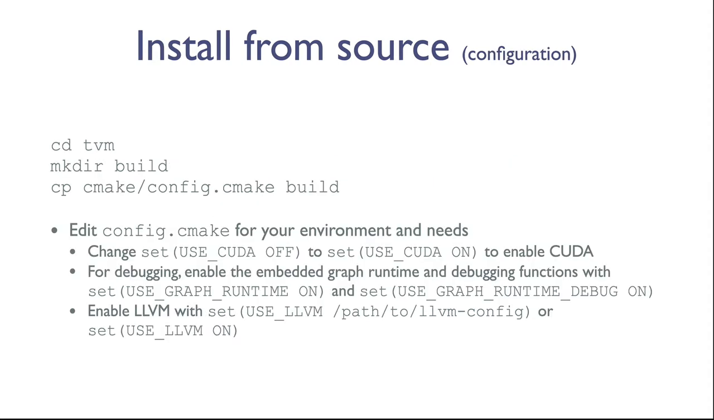You change into the TVM directory, make a new build directory, and then copy the CMake basic configuration file into that build directory. Then you're going to want to edit your config.cmake for your environment and your needs. And so if you're using CUDA, you'll want to enable CUDA. For debugging, you'll want to enable the embedded graph runtime and debugging functions with set graph runtime on and set graph runtime debug on. You'll also want to enable LLVM. And you can choose to manually set the LLVM path or allow CMake to discover where the LLVM configuration is.